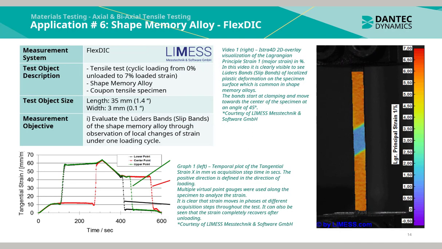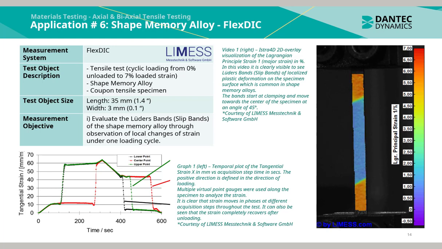Application 6 is a shape memory alloy tensile test performed under cyclic loading from 0% unloaded to 7% loaded strain using the FlexDIC system. The test object size was 33 mm in length and 3 mm in width. The measurement objective was to evaluate the Luders bands, or the slip bands, of the shape memory alloy through observation of local changes of strain under one loading cycle.